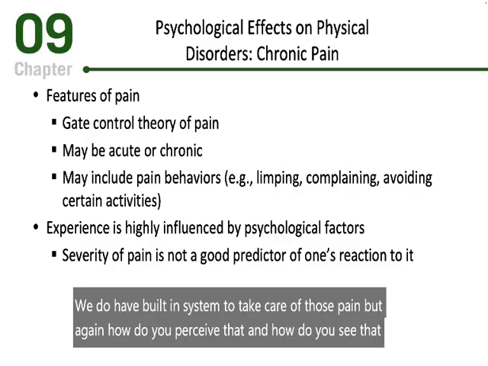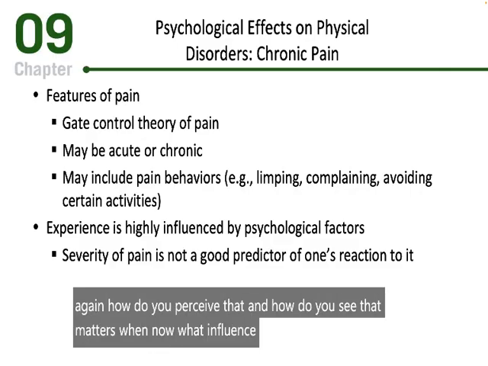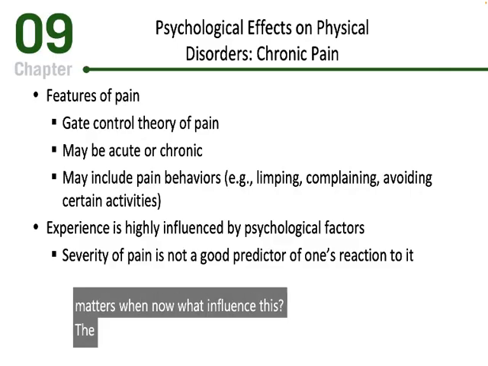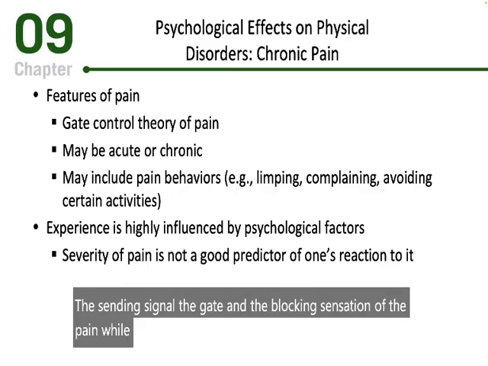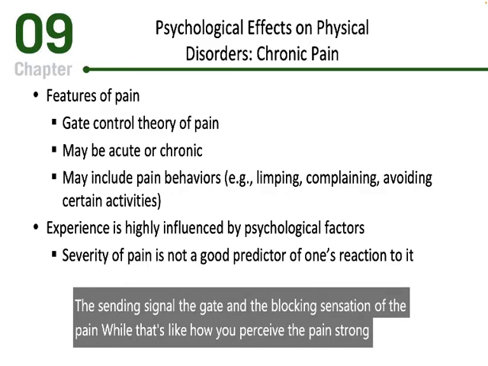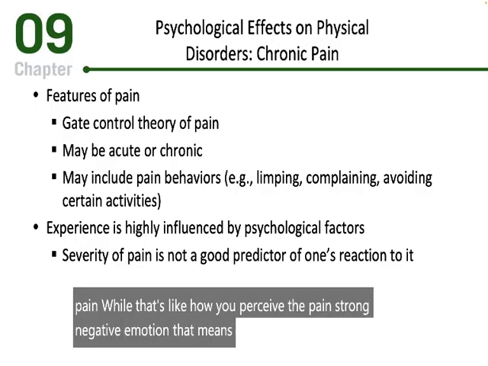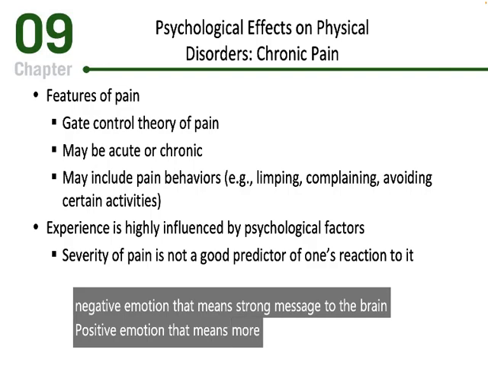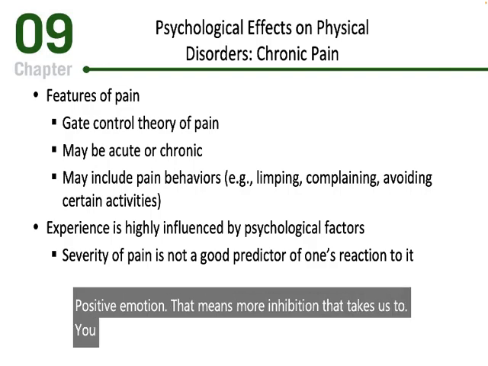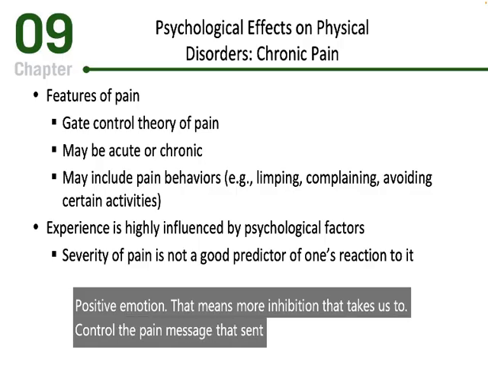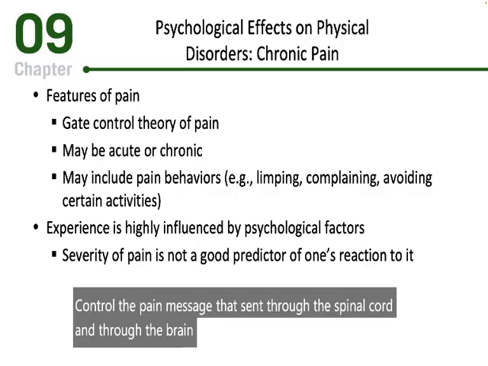Now, what influenced this sending signal, the gate and the blocking sensation of the pain? Well, that's how you perceive the pain. Strong negative emotion means a strong message to the brain. Positive emotion means more inhibition, that takes us to control the pain message that's sent through the spinal cord and through the brain, and blocking those mechanisms.